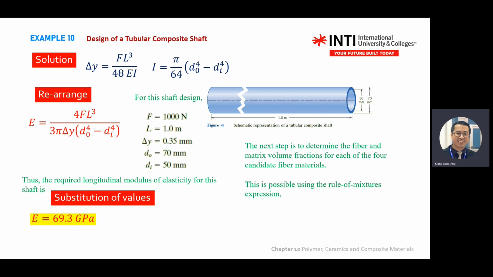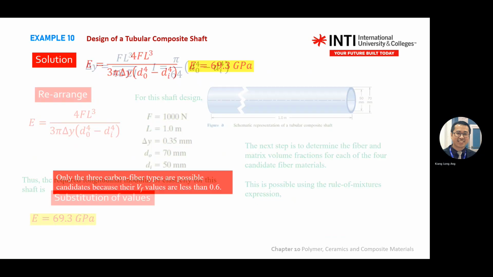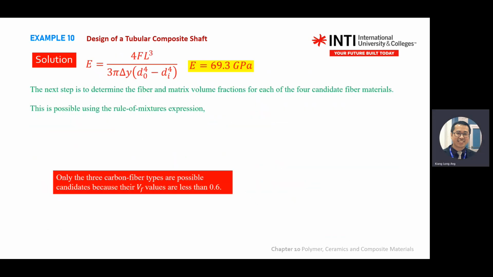Okay, next step is to determine the fiber matrix volume fraction for each of the 4 candidate fibers. It's a long process, but you try to understand the steps. You get the E already. This is the composite E that you need. Then you are given a table. You have lots of choices, so you use this equation to put in the combination. It's a lengthy process, like the one that you see in your test one.